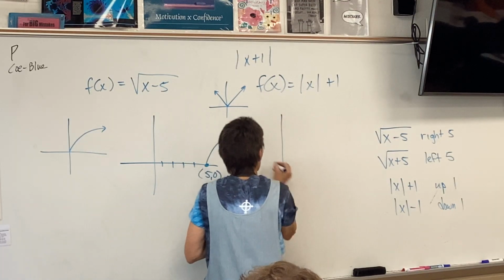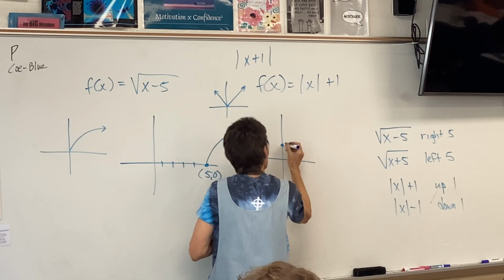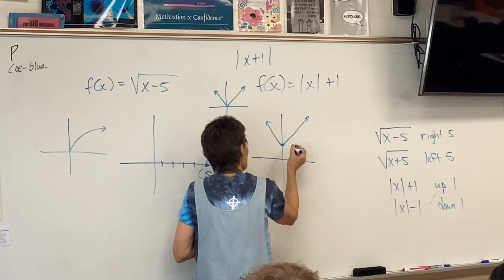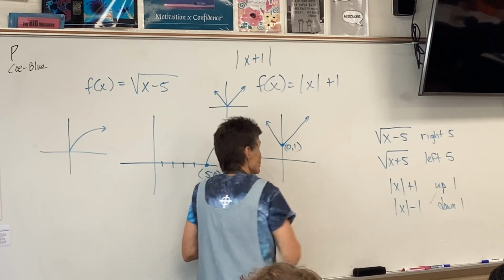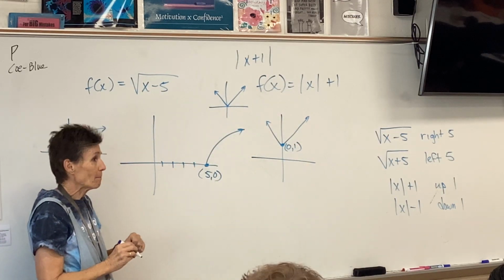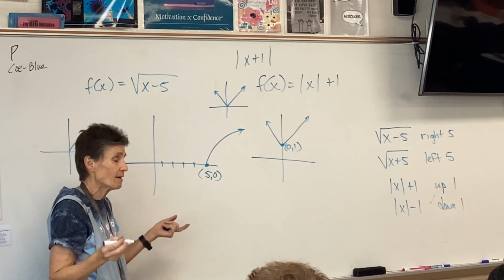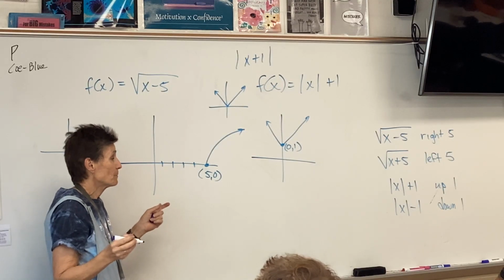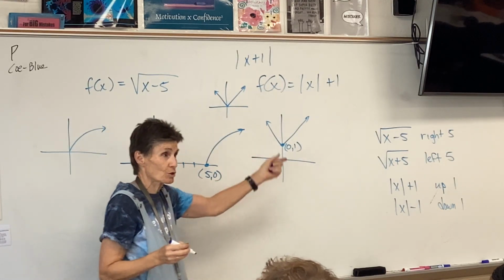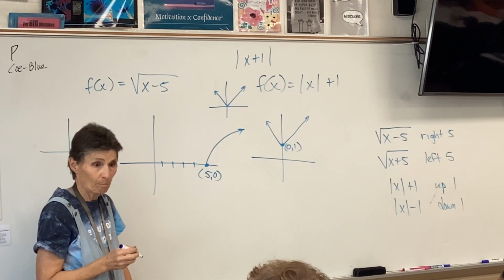So this would look like this. And the only thing I ask is that you label your starting point. I'm not making you plot points. I'm not making you have some perfect graph. But I do want you to tell me where you start. Up one.